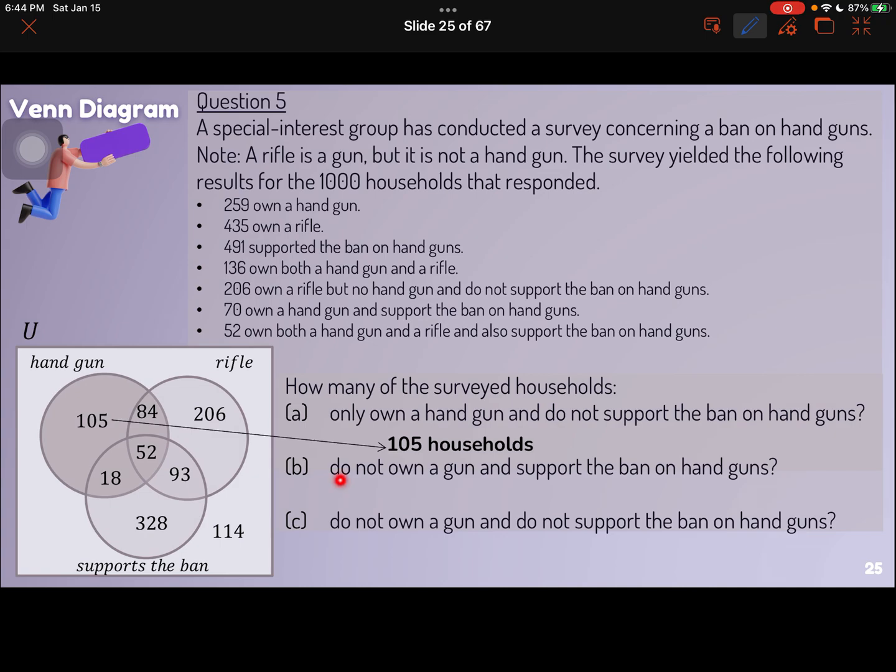And then the second question is, do not own a gun and support the ban on handguns. So it's saying that they do not have a handgun, and also they do not have a rifle but support the ban on handguns, and that is this number. Okay, so that is the answer, 328 households. And finally, do not own a gun and do not support the ban on handguns. So that means that it's not in these sets, and that is the value here, that is 114. And that's all for this question.